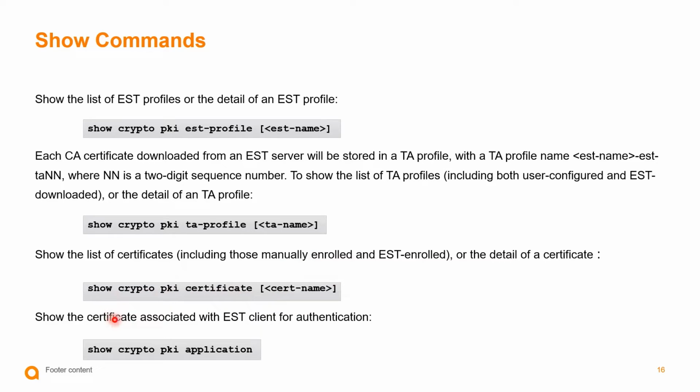Optionally, if we are using a client certificate for communication between the EST server and our switch, we can find out which certificate has been associated with that application. So we can use this command: show crypto pki application.